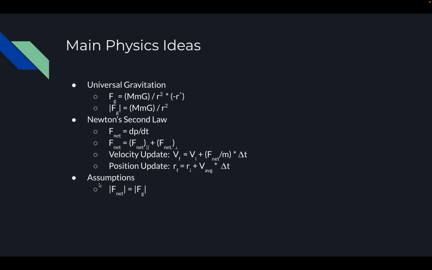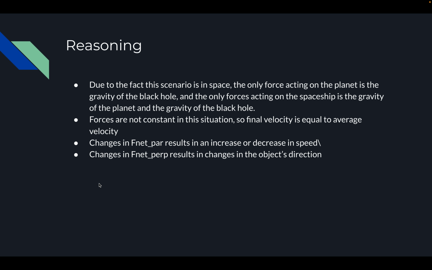One major assumption in this lab is that F_net equals F_g. Some reasoning is that, due to the fact that this scenario is in space, the only force acting on the planet is the gravity of the black hole, and the only forces acting on the spaceship are the gravity of the planet and the gravity of the black hole. Forces are not constant in this situation, so final velocity is equal to average velocity.